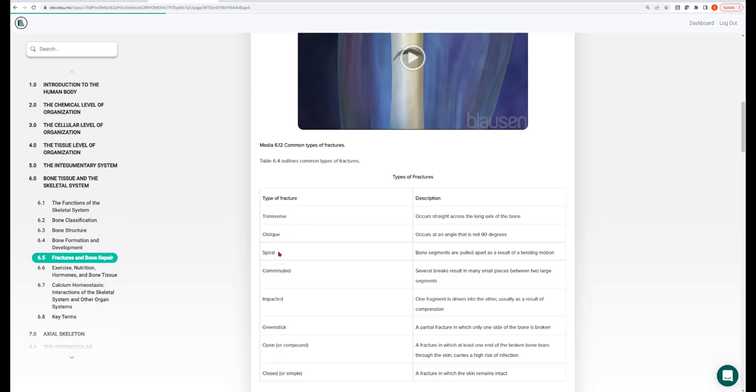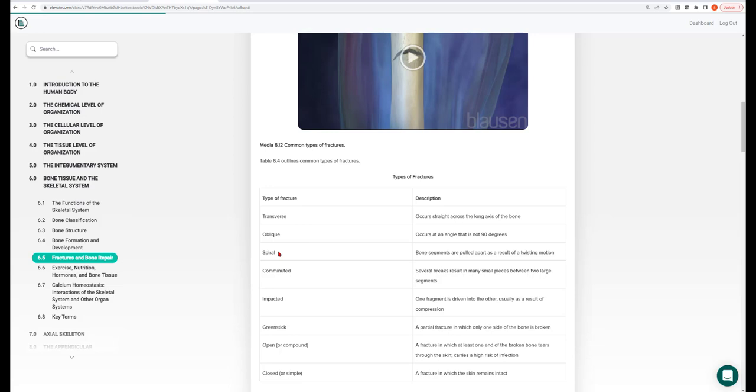Spiral fracture. This is a fracture that occurs when the person is in a twisting motion. This might happen if a person is going up for a layup in basketball and is coming down at sort of a twisting angle, and the leg bone may experience a spiral fracture. Or a person is doing some sort of gymnastics, right? And they're twisting as they break the bone.